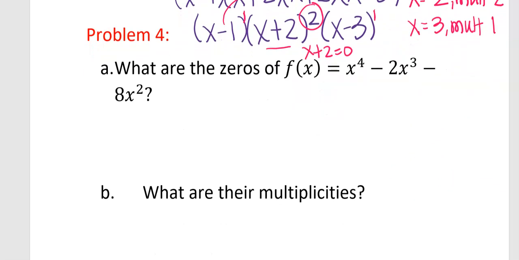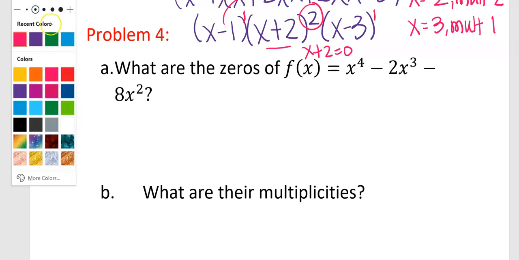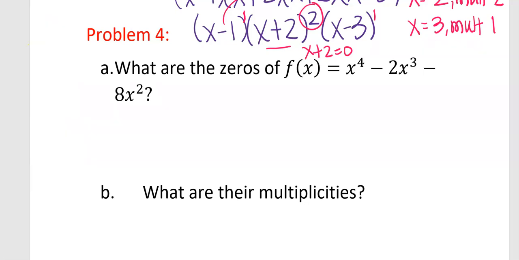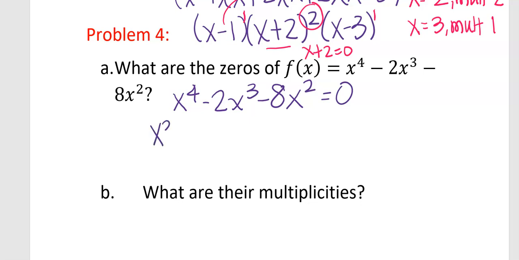Let's do one where we do the zeros and the multiplicity so you can kind of see it from the start. So on this one, we have x to the 4 minus 2x to the 3rd minus 8x squared. Can we take anything out? X squared this time. Remember to subtract the exponents. So x to the 4, we're taking out 2 of them. There would be 2 left. 4 minus 2 is 2. The number is still there.